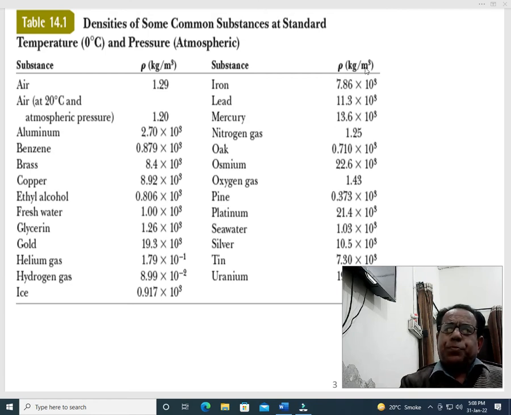Okay, in our previous problem, we were concerned with the density of air, which was 1.29. But in this problem, we are concerned with the density of iron, which is 7.86 into 10 raised to the power 3 kilogram per meter cube. If we do not write 10 raised to the power 3, then we will write it as 7860. Okay.